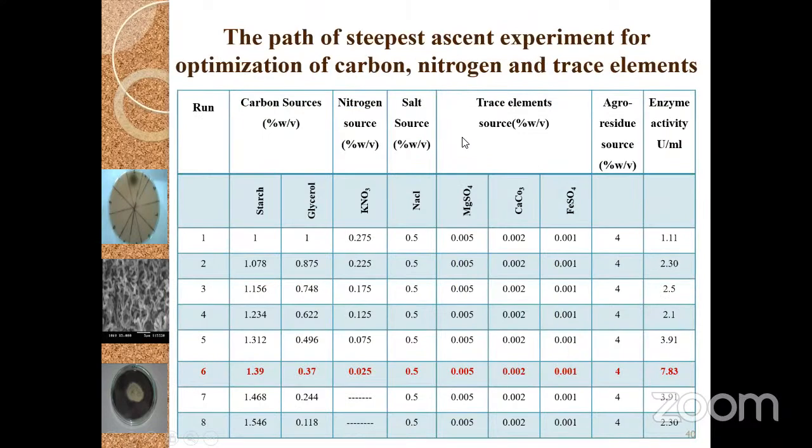Then the path of steepest ascent experiment was carried out to move towards the neighborhood of the optimum level. For that purpose, we got this particular design from the Minitab software, and amongst the 8 different runs, the 6th run shows us the promising enzyme activity when agro residues were mixed at the 4% level.